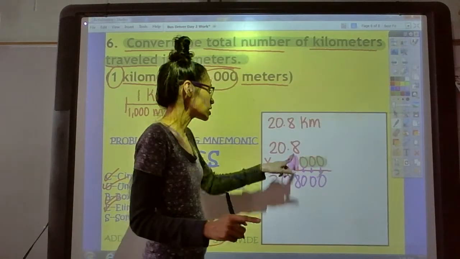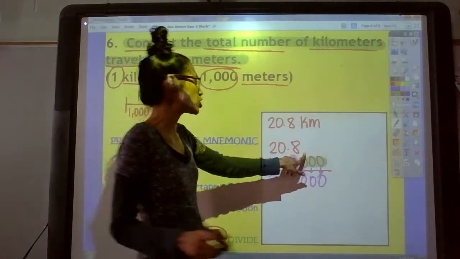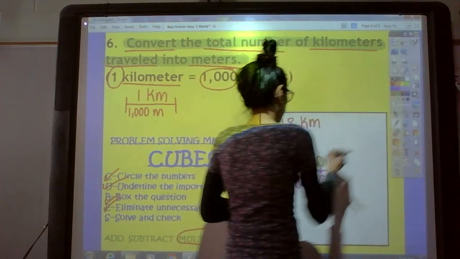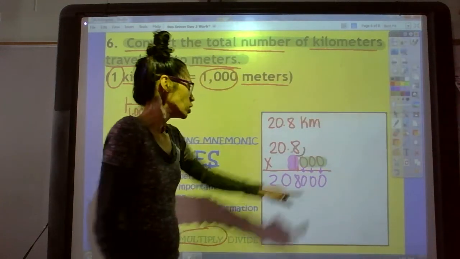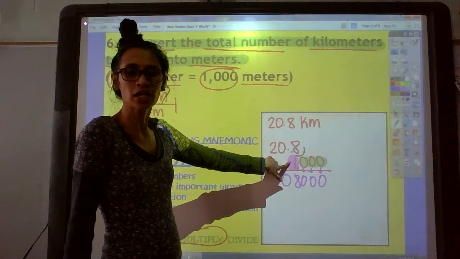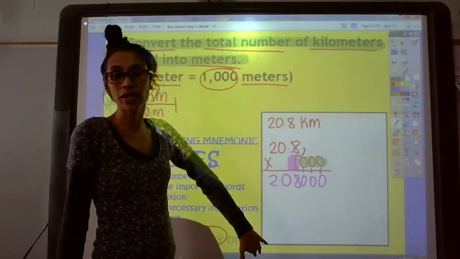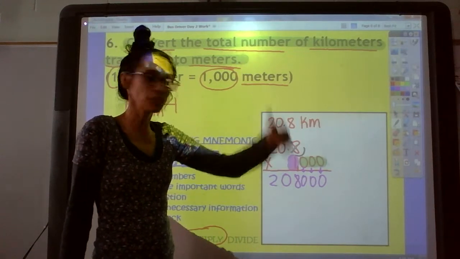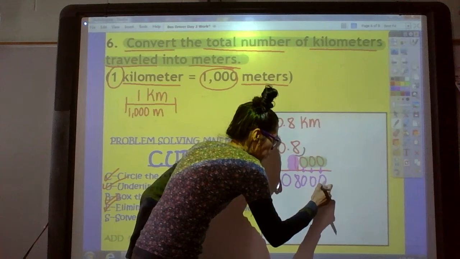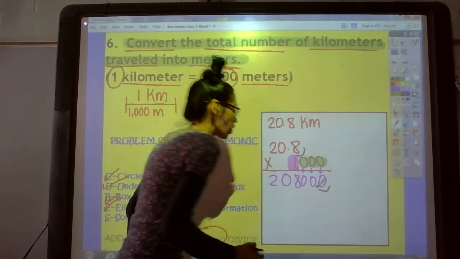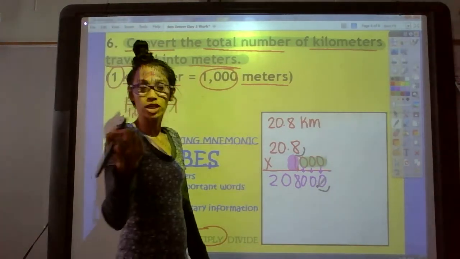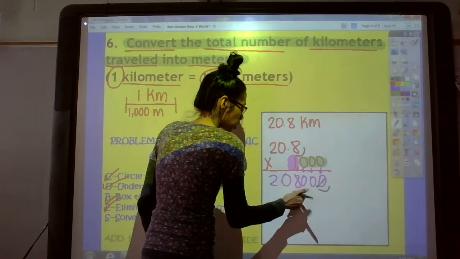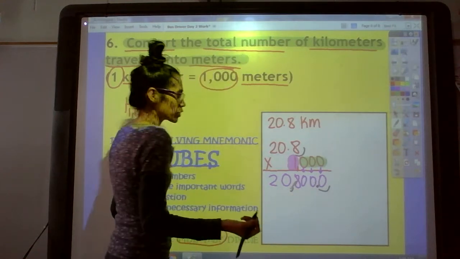Now, don't forget the decimal. Look at that 1 decimal. There's 1 digit behind the decimal. No decimals in the bottom number. So when we go to the answer, we count how many over? 1 place over, and put it right there. And let's put a comma. 1, 2, 3, comma right there.